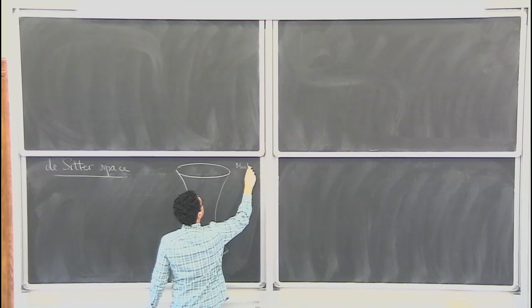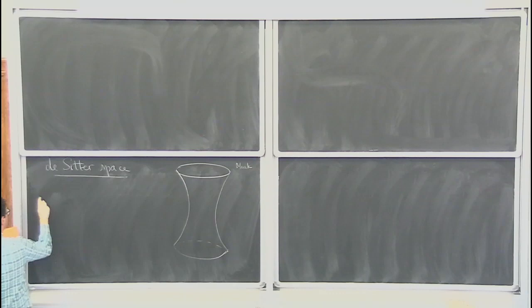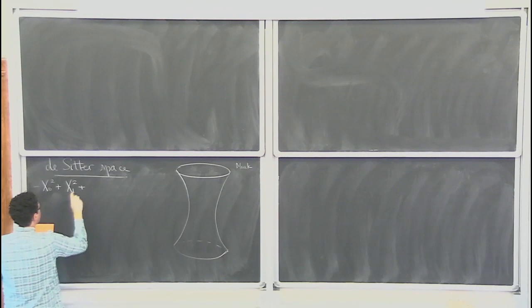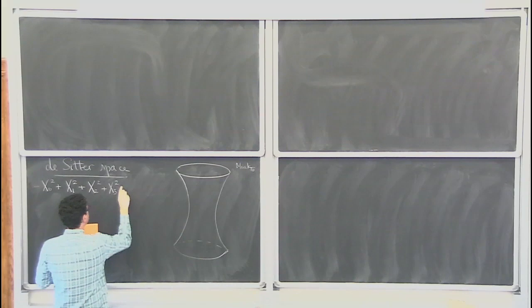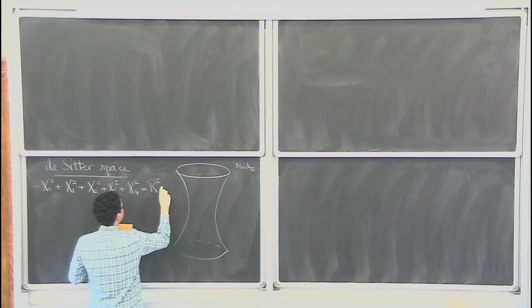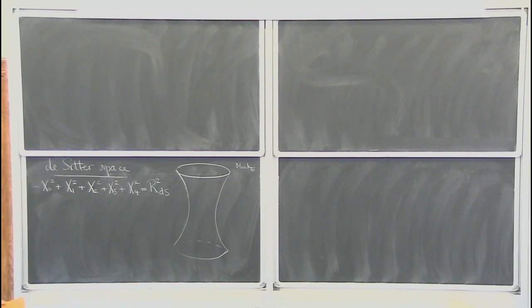And the hyperboloid has the following equation in terms of its coordinates. So it's a five-dimensional Minkowski space, and I have this hyperboloid where this R is the de Sitter radius. Okay. So this is classical de Sitter space.